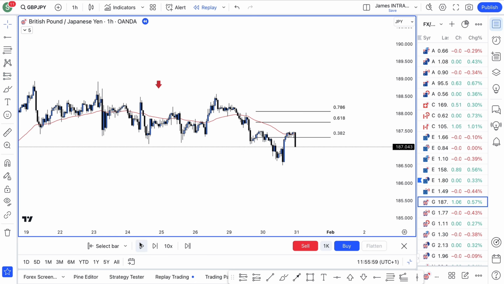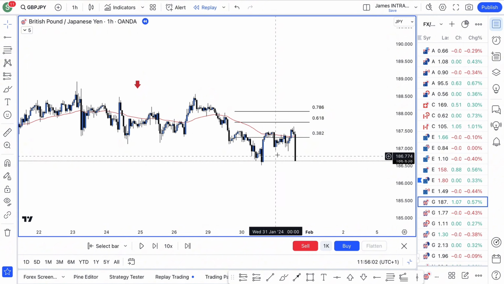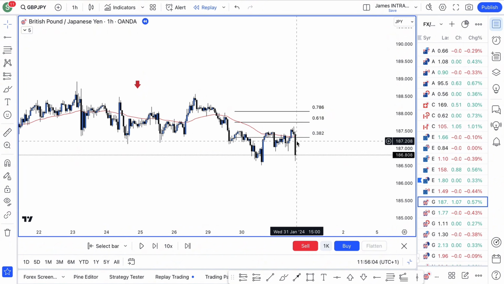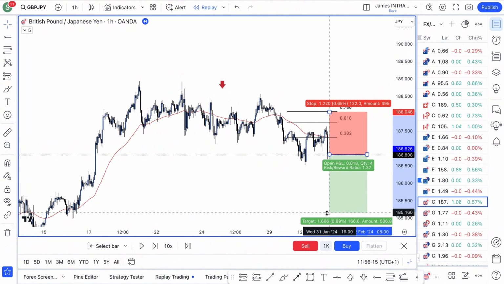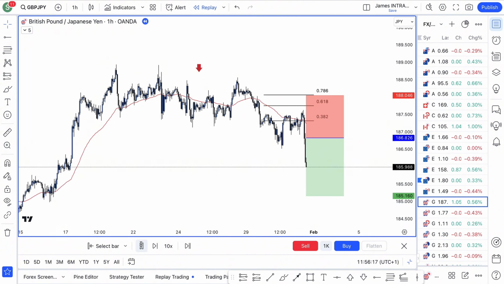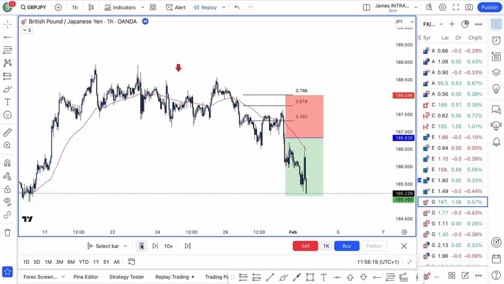So again, this might continue. Oh, we're back at London. Where's London? Here, London. Okay, that's fine. So this might not provide the best risk reward. This isn't the cleanest of entries, but this is the type of style you would be trading, continuing with that momentum.